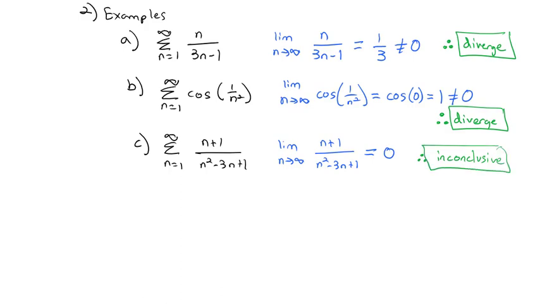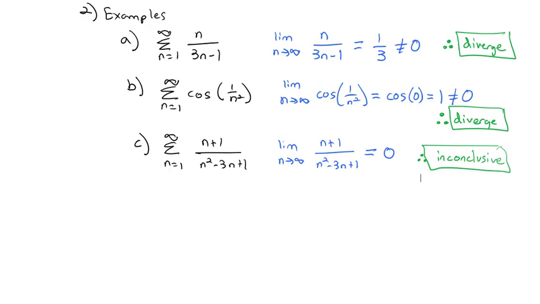When we're inconclusive, we're going to have to do some other testing, and that's really what the rest of this chapter is going to be about. But for now, we're just going to say inconclusive. So that's the divergence test. If the limit as n goes to infinity of the individual terms goes to anything but 0, we know it diverges. If it equals 0, we don't really know anything.